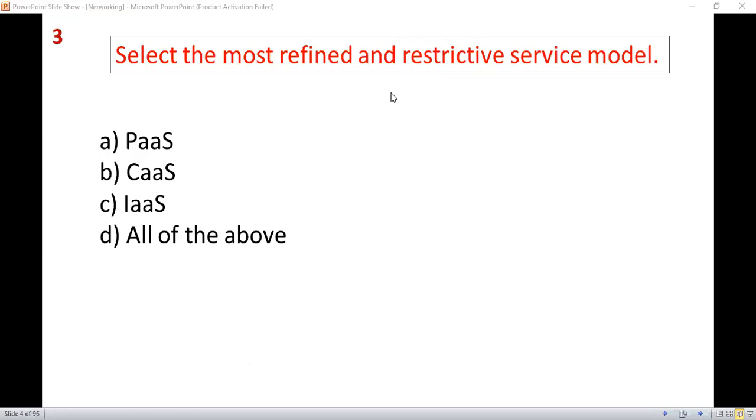Okay. Some of the students are replying with A and D. Okay, the answer for this question will be PaaS, the most restrictive model, or we can say the most refined cloud service model. Does anyone know what a restrictive cloud service model is? Do you have any idea about this particular word?